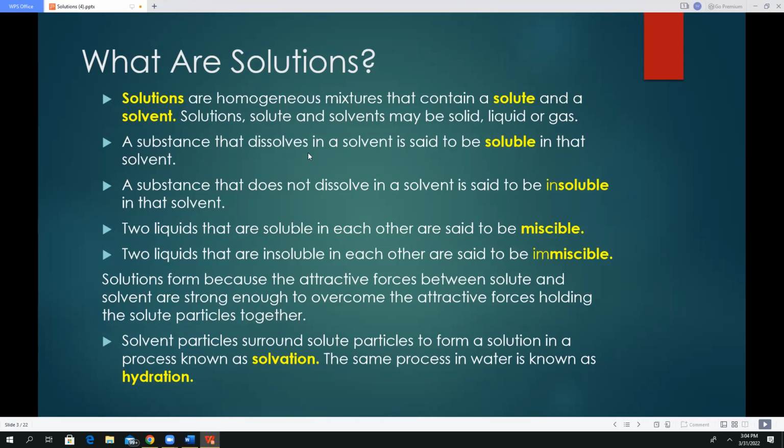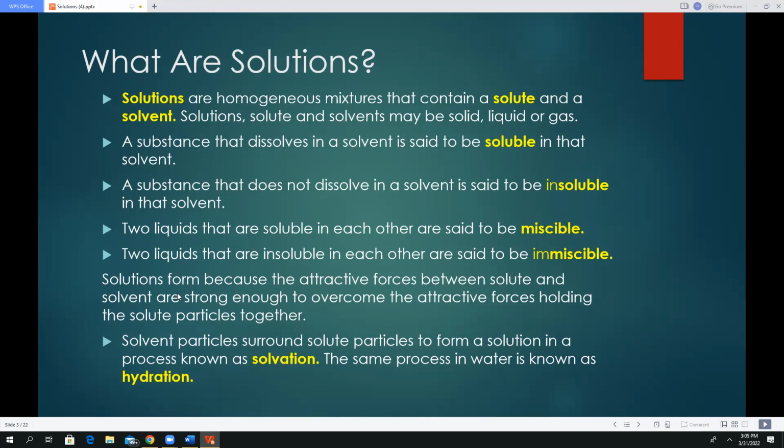Now, something that is not dissolved is said to be insoluble if it is not a liquid. If you have two liquids that are not soluble into each other, like oil and water, for example, they're known as immiscible. And if they do, like alcohol and water, would be miscible. So the words change from soluble to miscible.